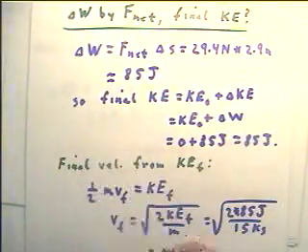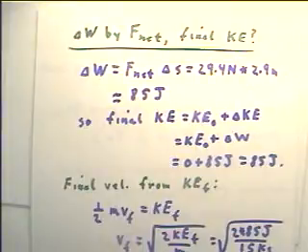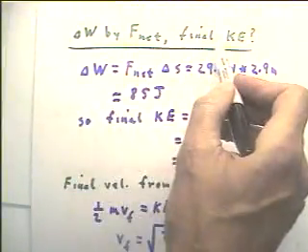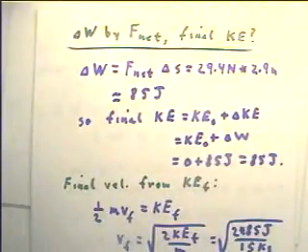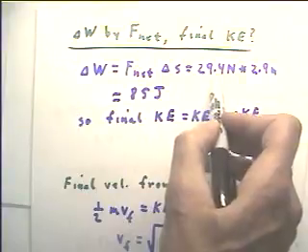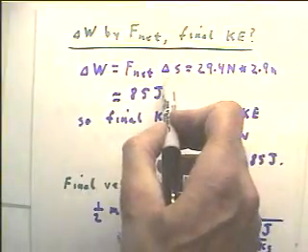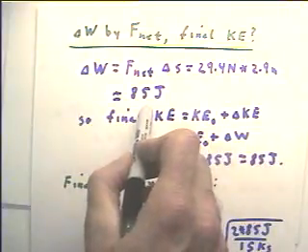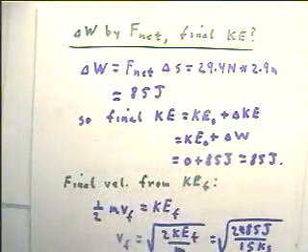Now, we want to find the work done by the net force and the final kinetic energy. Well, the work is fairly simple. We know the net force, 29.4 newtons. We know that the system has a displacement of 2.9 meters. We immediately find that the work done by the net force is 85 joules.